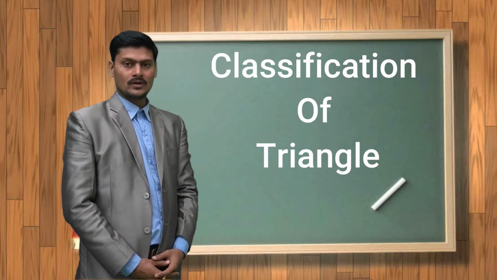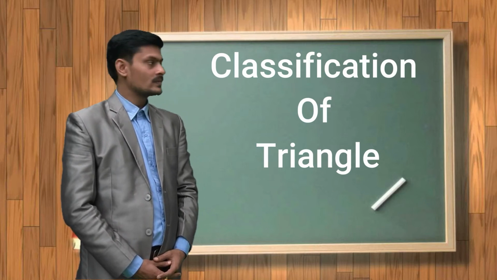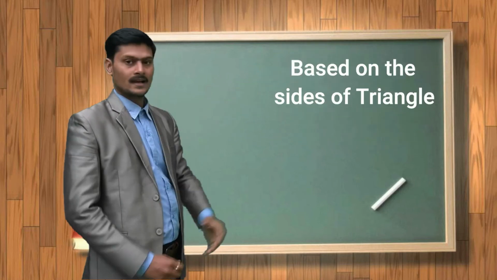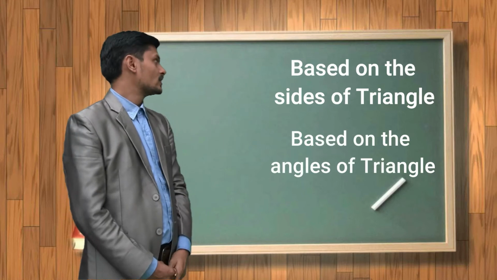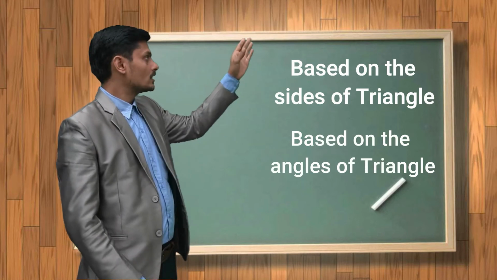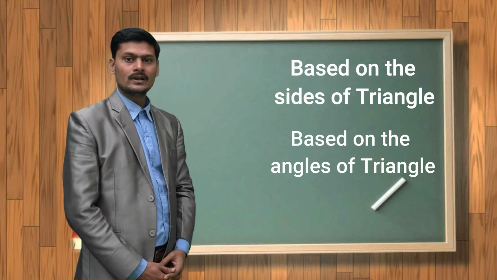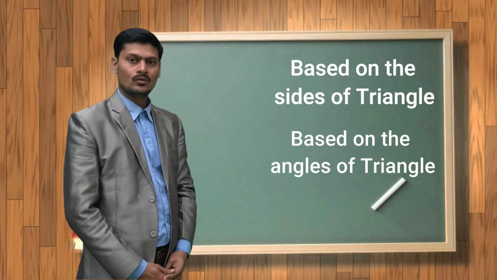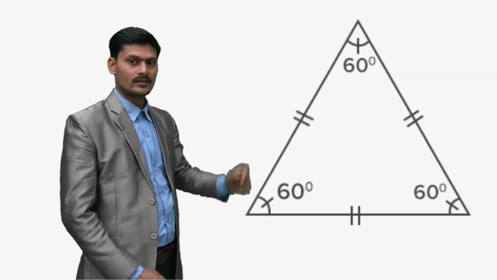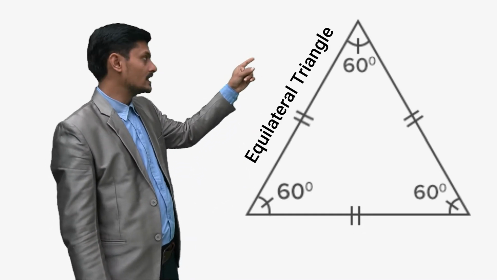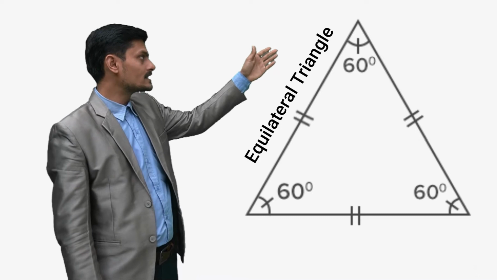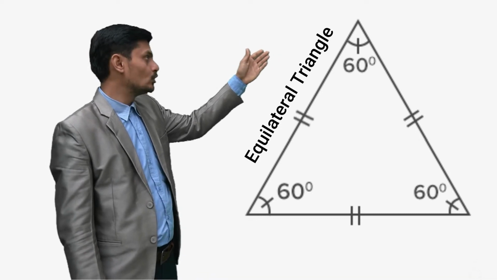Now come to the next point of the triangle, that is the classification of triangles. There are two different types of classification. First one is based on their sides and the second one is based on their angles. So based on their sides, there are three different types of triangle. First one, equilateral triangle. An equilateral triangle is a triangle having all sides of equal measurement.